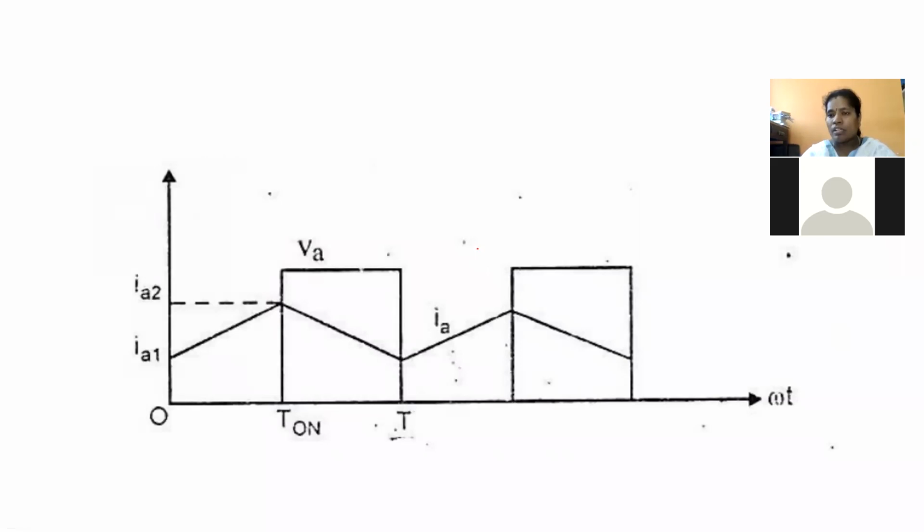And in this chopper also, you are going to use the current limit control strategy, similar to that of the first quadrant chopper. That means our current is going to fluctuate between the minimum and maximum values. And it is the time period. Just wait.